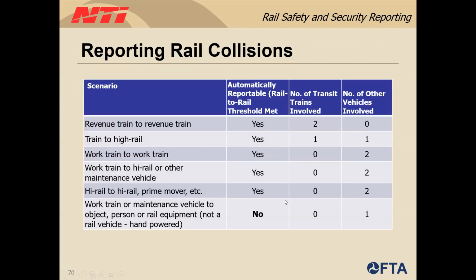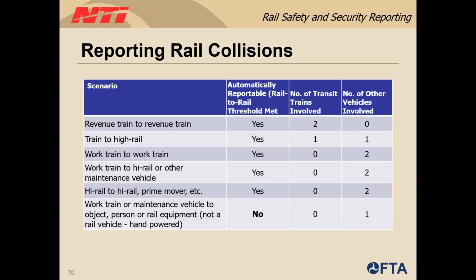So this table is designed to assist you in how to report a rail-to-rail collision, and if the event meets the automatically reportable threshold, and then the number and types of vehicles that you would include. When you create a rail collision report, the collision event form requires you to enter how many transit trains are involved and how many other vehicles are involved.